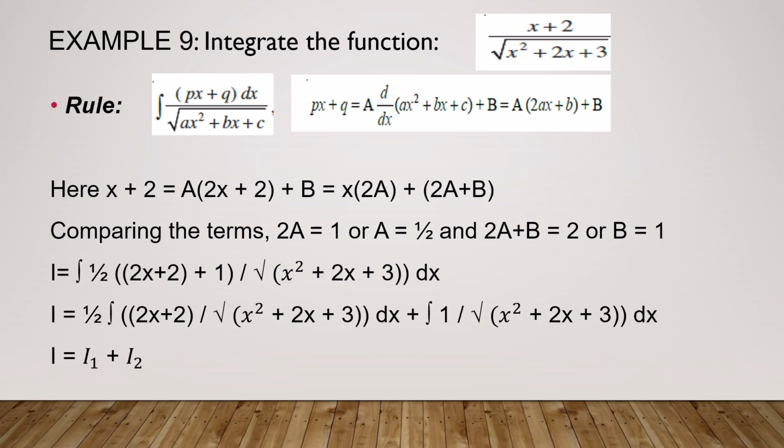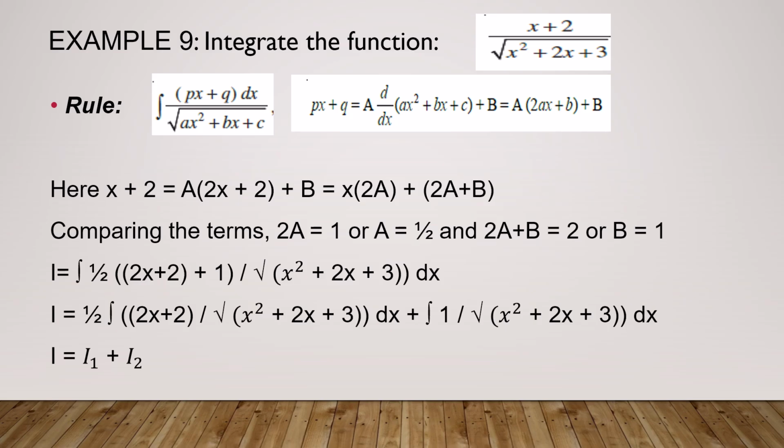Here the technique is again over here, the numerator has to be written in some form of the denominator. So px plus q, you have to write it as a into derivative of ax square plus bx plus c plus some another constant b. Again I am repeating over here, since the derivative of a function of kind x square will give you x type of term. Now over here x plus 2 has to be written as a into derivative of x square plus 2x plus 3, which is 2x plus 2, plus some another constant b.